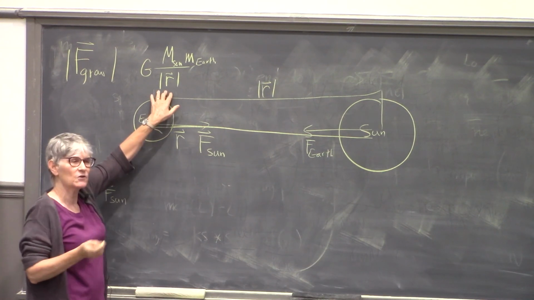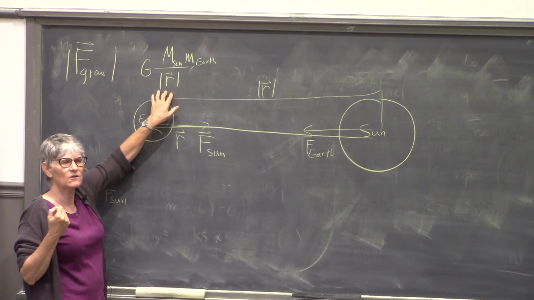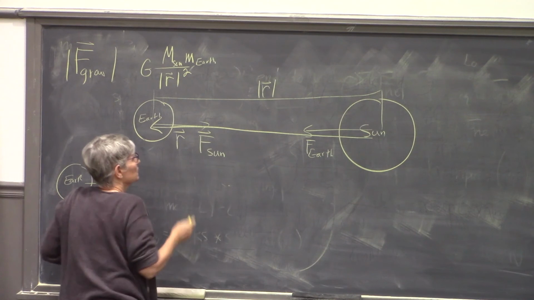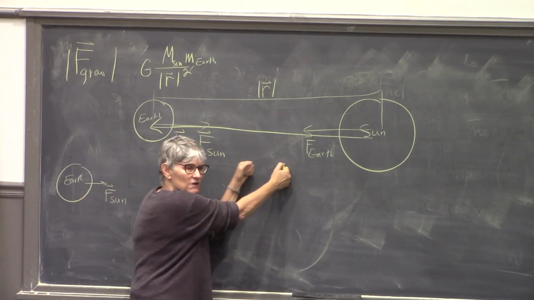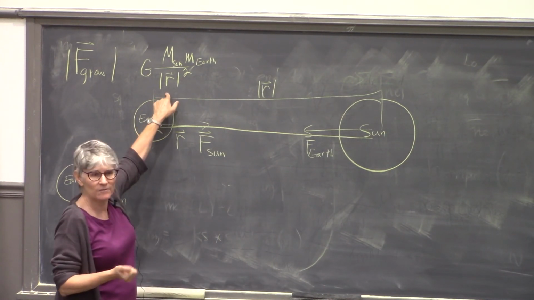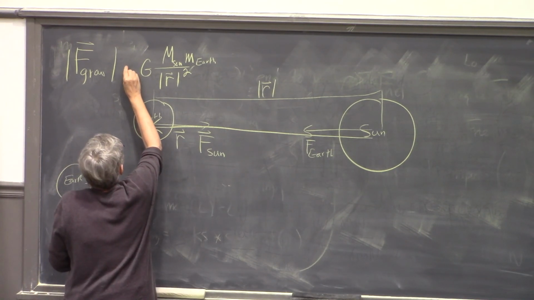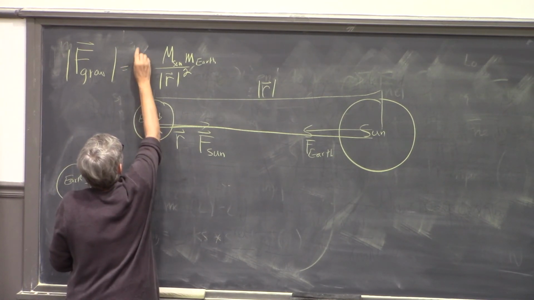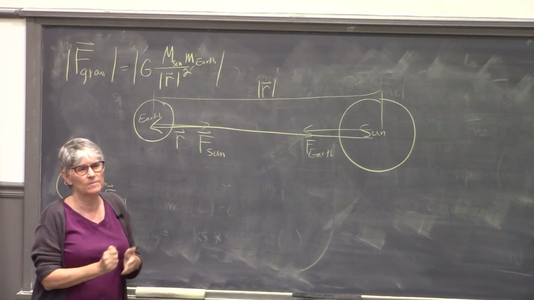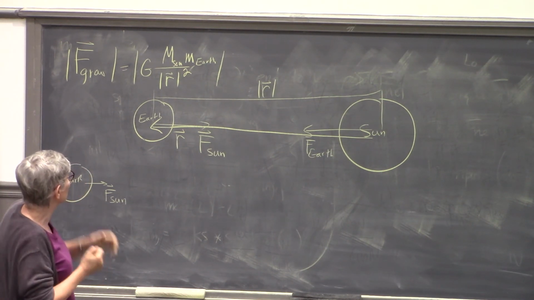And it turns out that if you do careful measurements, this depends not on the magnitude of R, but on the magnitude of R squared. So it falls off really fast, because if you double R, R squared goes up by 4, you get a much bigger number here in the denominator. So that's going to be the magnitude of the gravitational force on the Earth by the Sun.